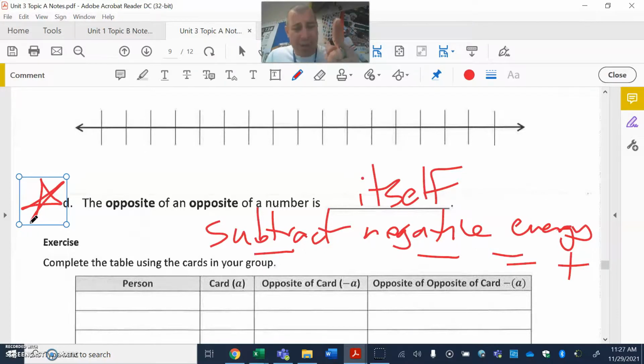Like we said, as long as you realize it's itself, we're going to be good. As long as you keep in mind that when we subtract a negative, it's a positive amount. So we'll keep those ideas in mind.